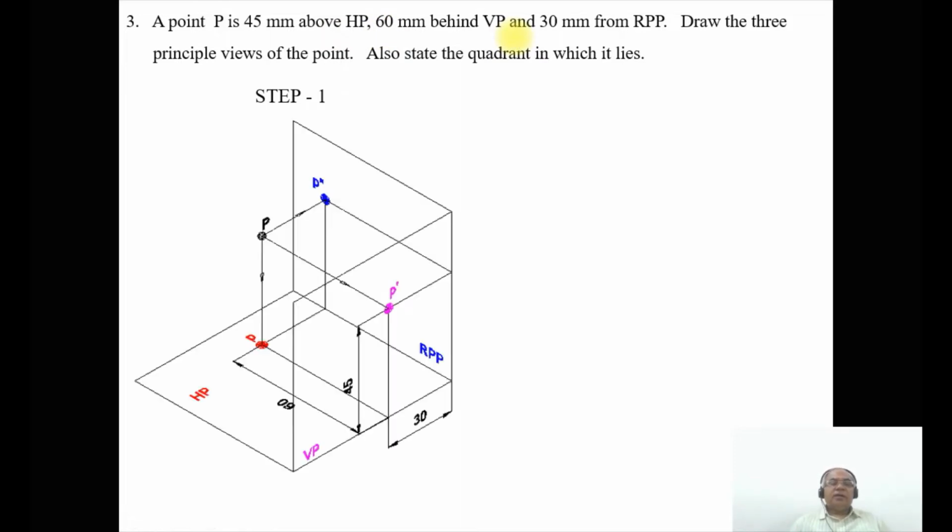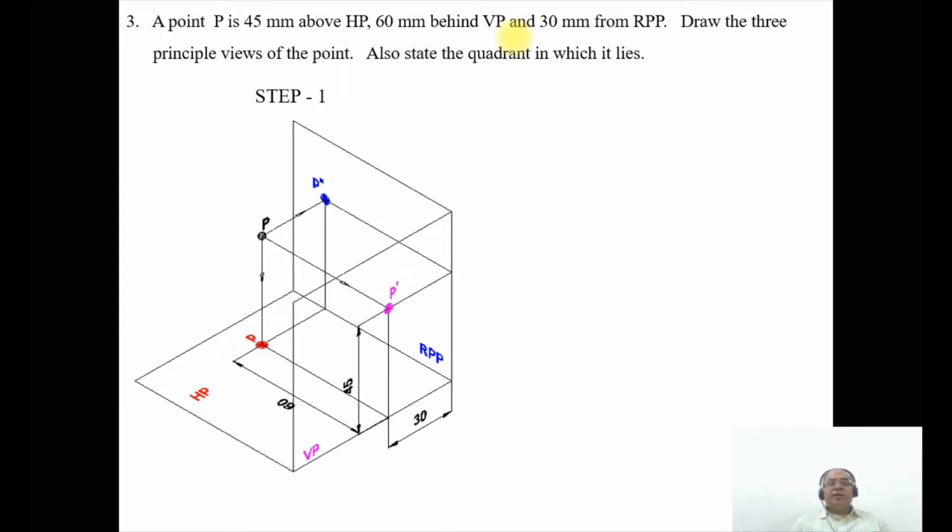So the problem is how to identify the quadrant. The condition we have to observe here is that the point is above HP and behind VP. Since the condition is given as above HP and behind VP, obviously the point should be in the second quadrant.